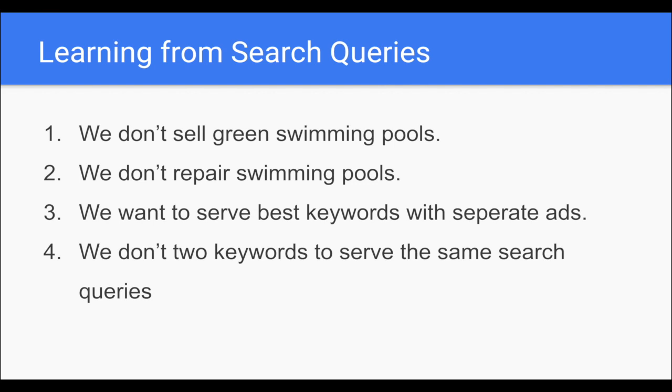We don't sell green swimming pools, we don't repair swimming pools, we want to serve the best keywords with separate ads, and we don't want two keywords to serve the same search queries. And this is a very important part. If you have two different keywords, for example, "swimming pools" and "swimming pools buy", and both of these keywords are actually being shown on "swimming pool buy" as a search query, you will never know which keyword gets the data.